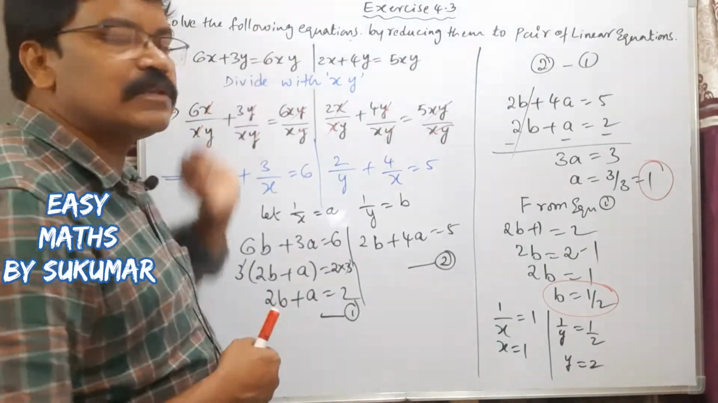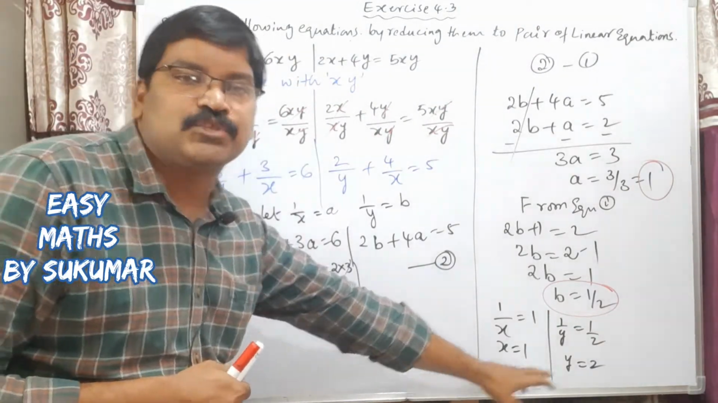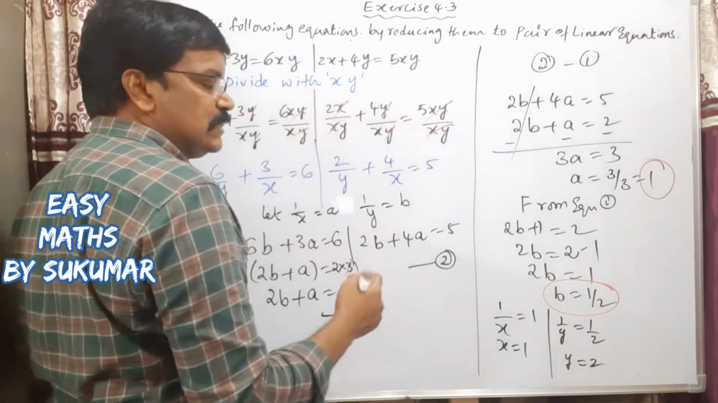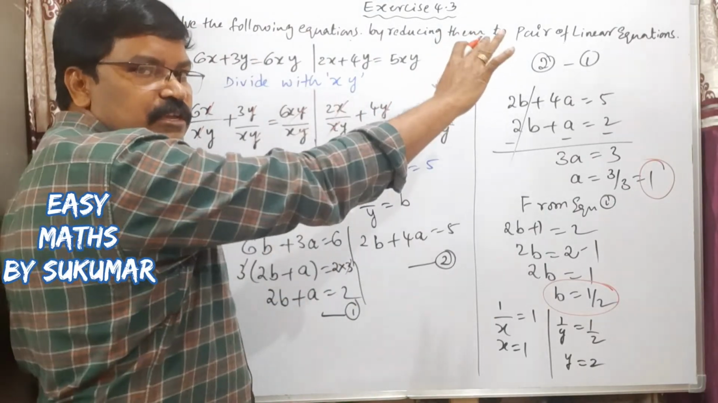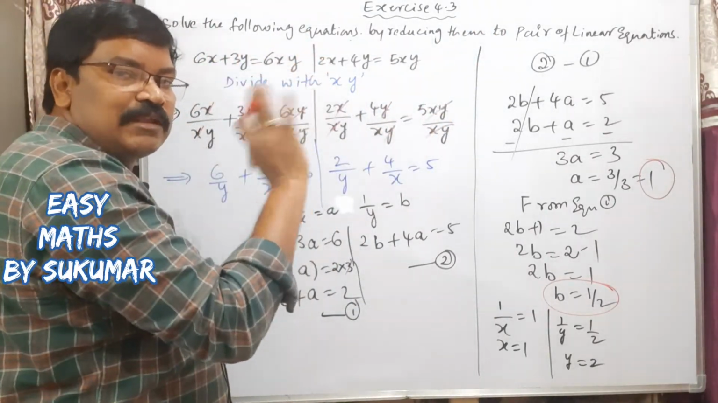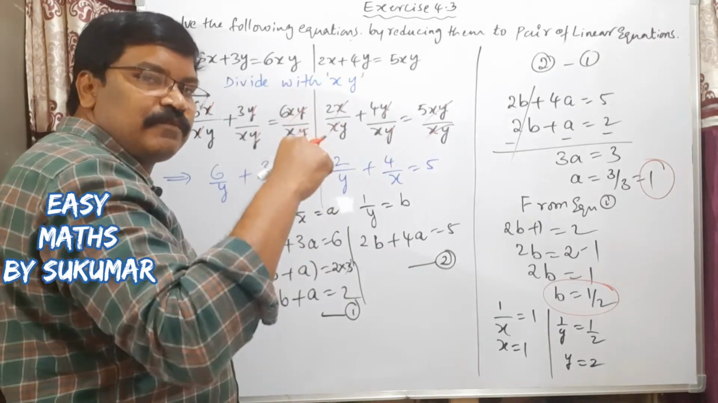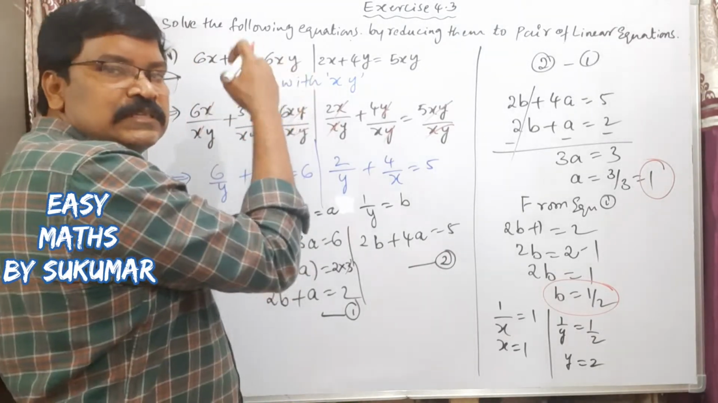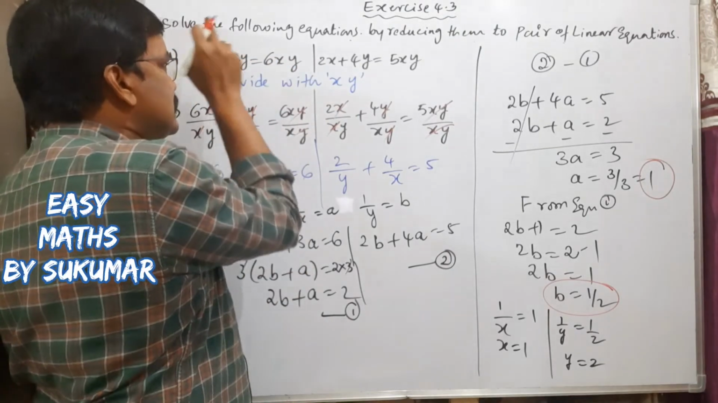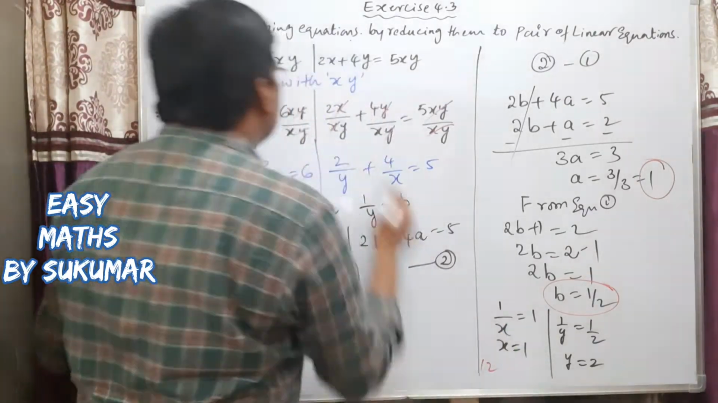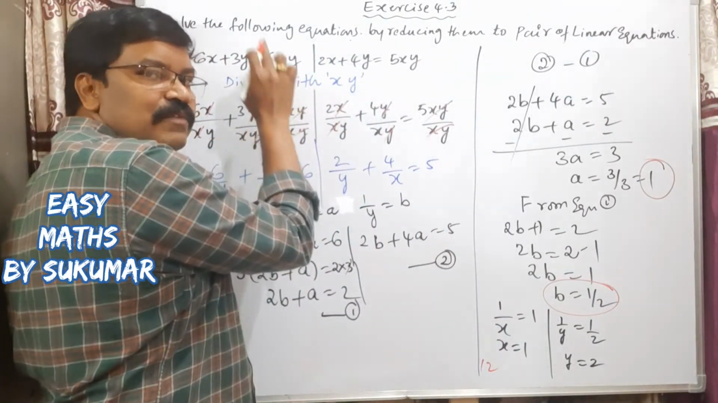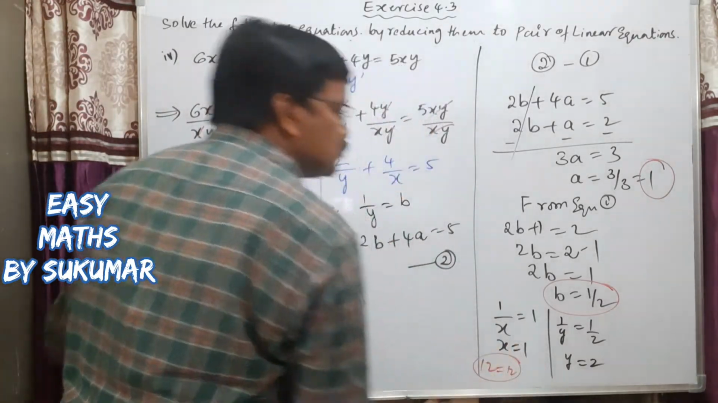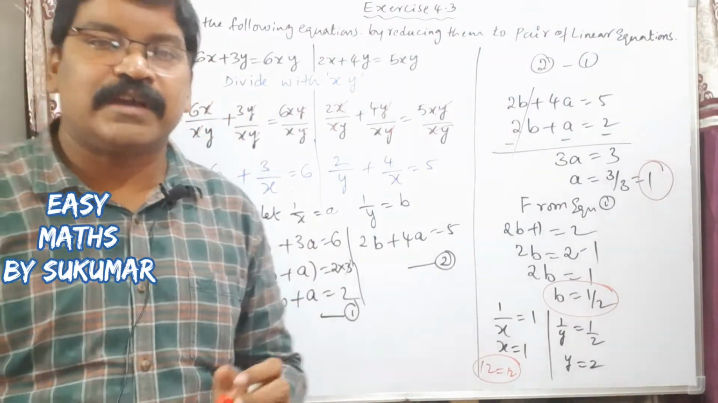6x plus 3y is equal to 6xy. Actually x is equal to 1 and y is equal to 2. Let us substitute here. If you substitute the values of x and y in this first equation or in the second equation, both LHS and RHS should be equal, then only it is verified. Okay, let us substitute here. 6 into 1, 6 plus 3 into 2, 6. So 6 plus 6 is equal to 12. And 6 into x is 1, y is 2. That means 6 into 1 into 2, that is also 12. So both LHS and RHS are equal. Therefore, hence it is verified.